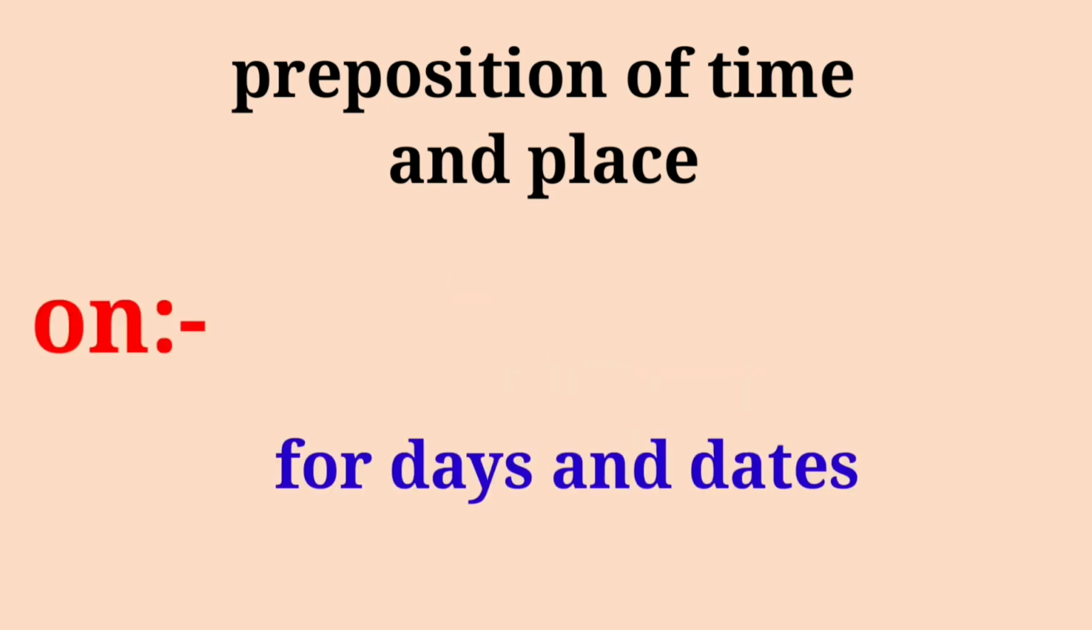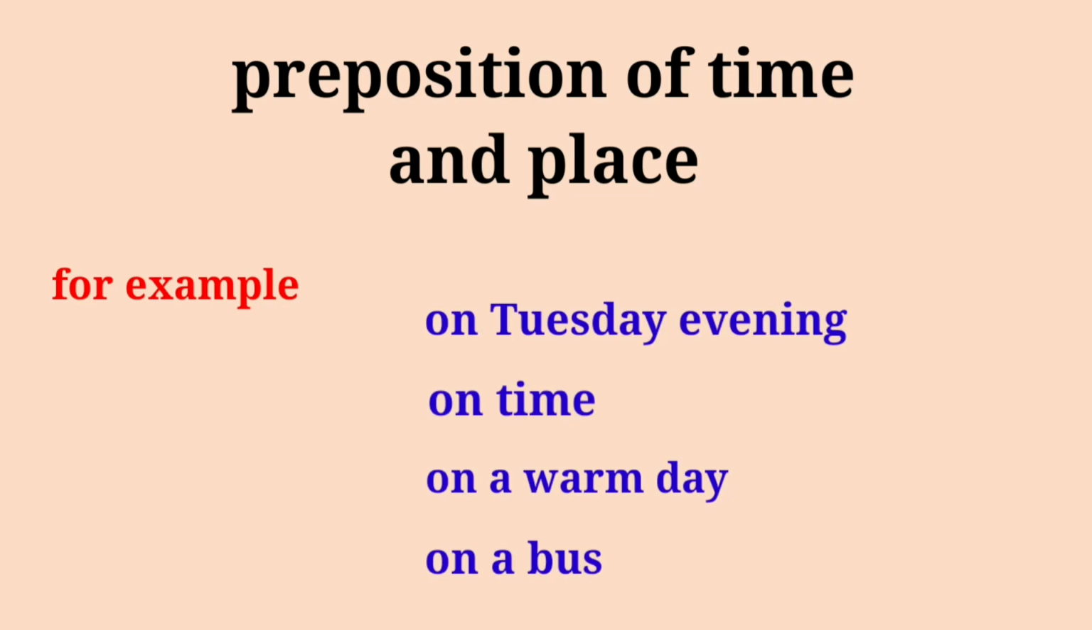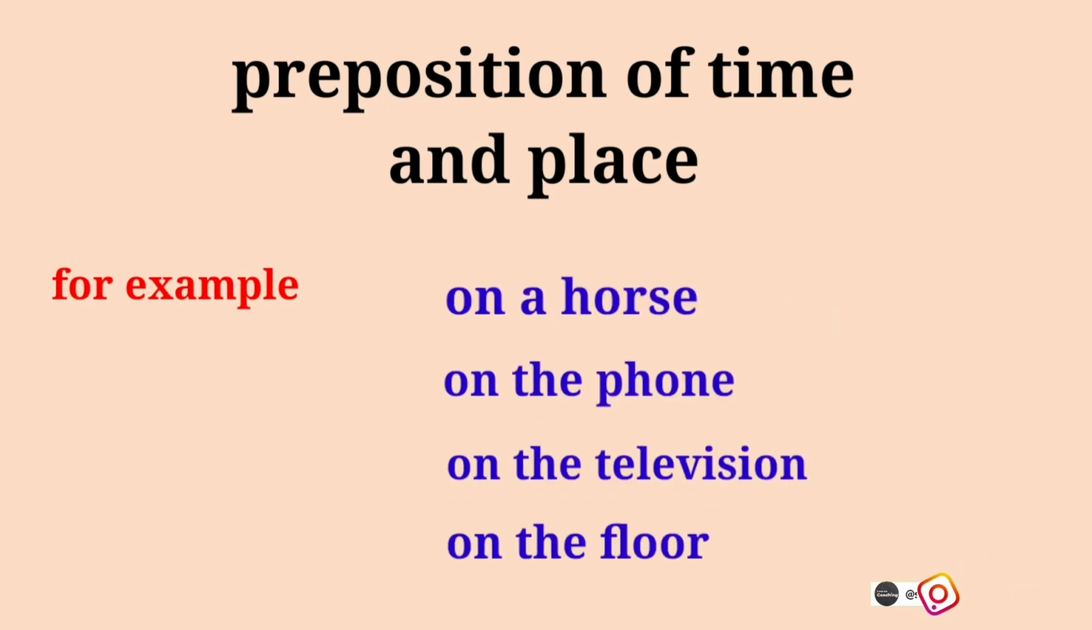On is used for days and dates. For example, on Monday, on June 3rd, on Christmas Day, on my birthday. On Tuesday evening, on time, on a warm day, on a bus. On a horse, on the phone, on the television, on the floor.